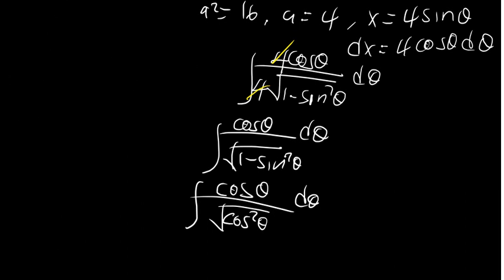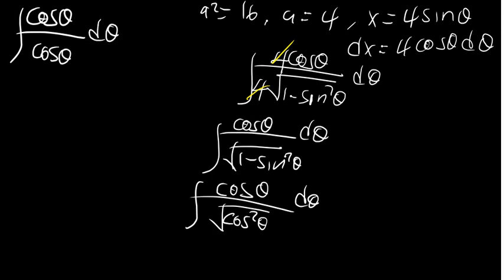Then on top there, nothing will change. The square root there is going to be cos. So we're going to have cos theta d theta. So cos and cos will go, and we're going to remain with 1. So it's going to be the integral of 1 d theta. 1 is the same as just d theta, just like that. Or if we want, we can leave it the way it is.